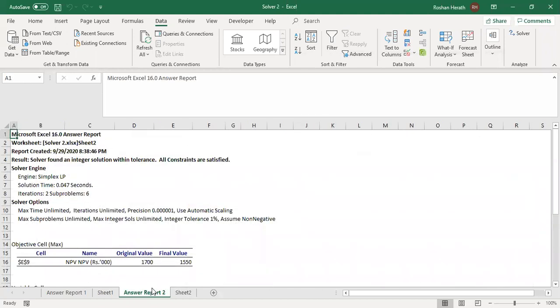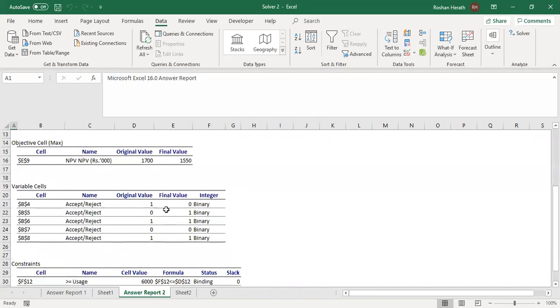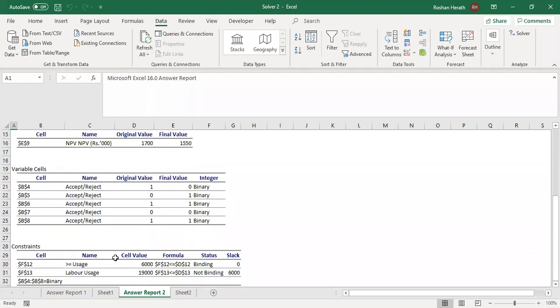You may get the answer report. So again, if you go to the answer report, you can simply read it like that. Original values and final values are there. The original and final values of the variable cells are the investment projects that you may accept and reject. And also the constraints are there.